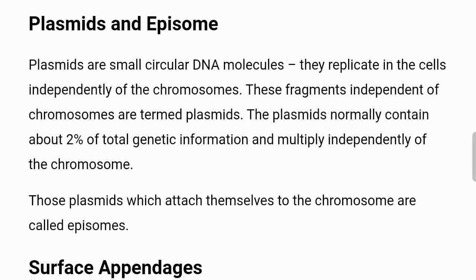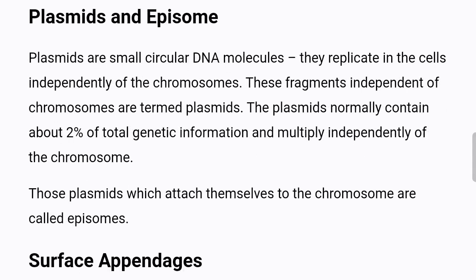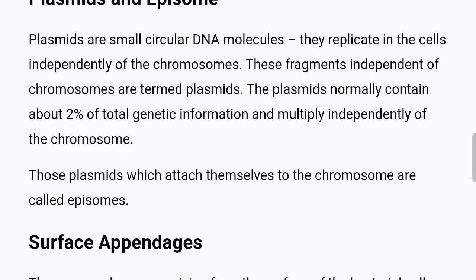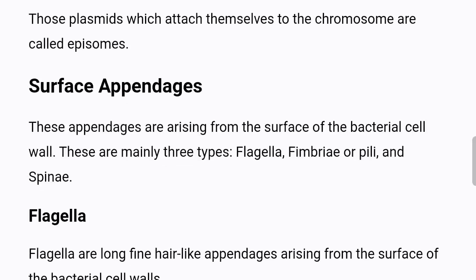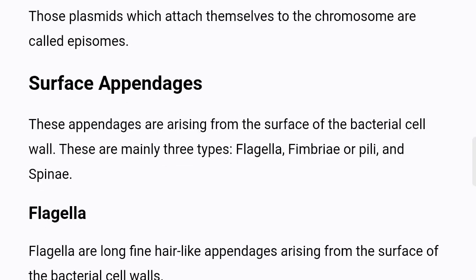Plasmids and episome. Plasmids are small circular DNA molecules. They replicate in the cells independently of the chromosomes. These fragments independent of chromosomes are termed plasmids. The plasmids normally contain about 2% of total genetic information and multiply independently of the chromosome. Those plasmids which attach themselves to the chromosome are called episomes.